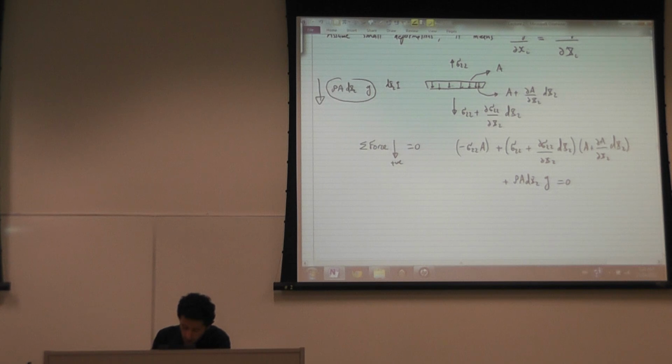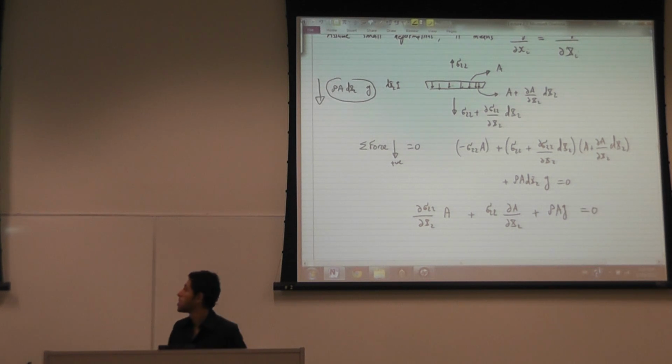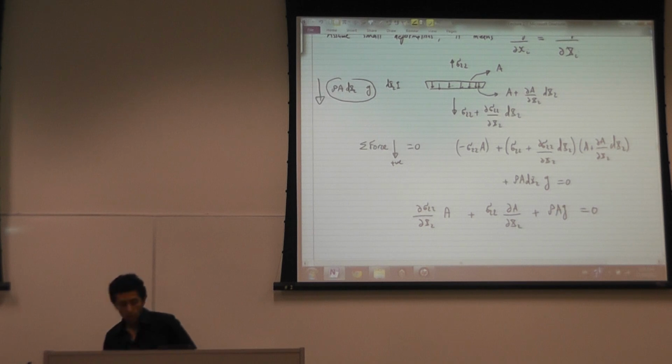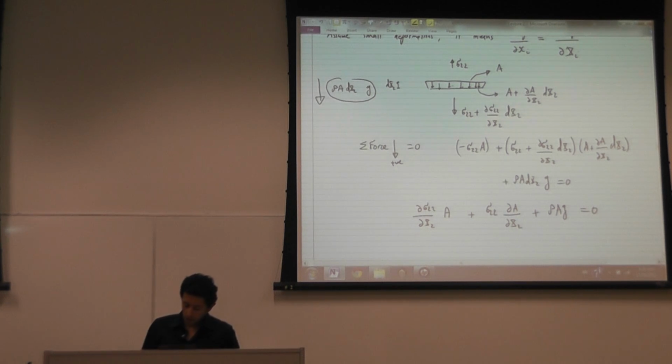And you'll get partial sigma 2 by partial x2 multiplied by area, plus sigma 2 multiplied by partial A by partial x2, plus rho A g equal to 0. If you cancel terms and do it by hand, you'll get this differential equation. This is a function of x2, and this is a function of x2. My unknown is sigma 2.